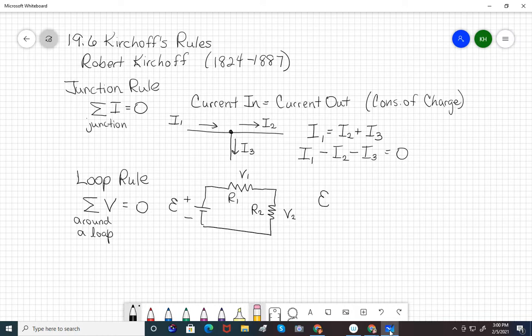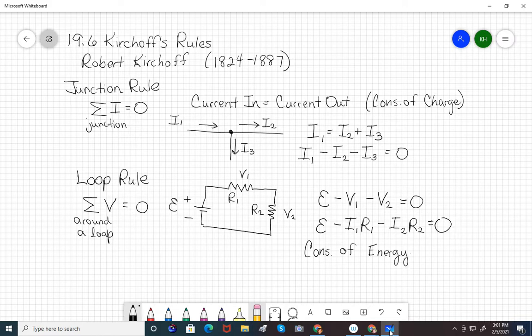Remember, V1 and V2 are drops, so EMF minus V1 minus V2 has to equal 0. Now, most of the time, we're going to write that as the current going through R1 times R1, that tells you the voltage drop in the first resistor, minus the current going through R2 times R2, has to be 0. It's as simple. This is a direct result of conservation of energy.